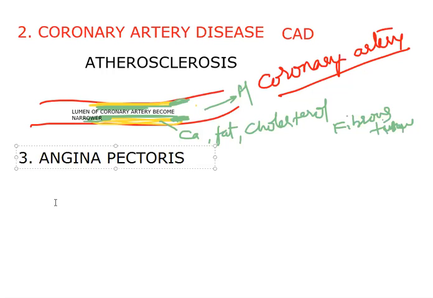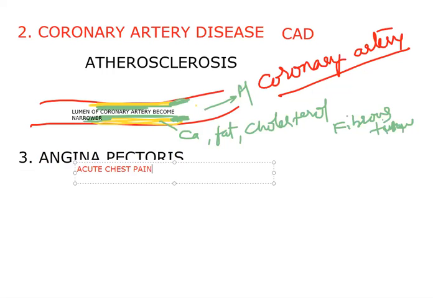We use the term angina pectoris. What is the problem here in this particular condition? First of all, let us see the symptoms. Then afterwards we'll try to understand the cause. Here, the problem is going to be acute chest pain. Acute chest pain appears when not enough oxygen is reaching the heart muscle. The person feels it as acute chest pain. So why does it happen? Due to the inadequate supply of oxygen to the heart muscle.